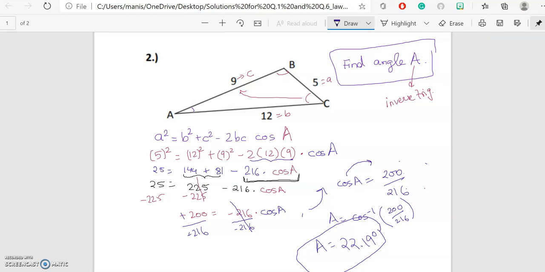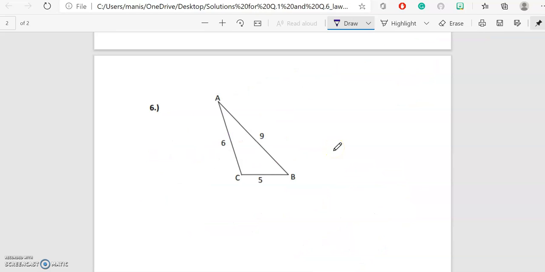Let's look at this question. This question is not telling us what to find, so I will just take one part over here. This question wants us to find angle B. Mathematically it is asking us to find all the three angles, but we will just only find angle B. So step number one is what? I have to label my triangle.